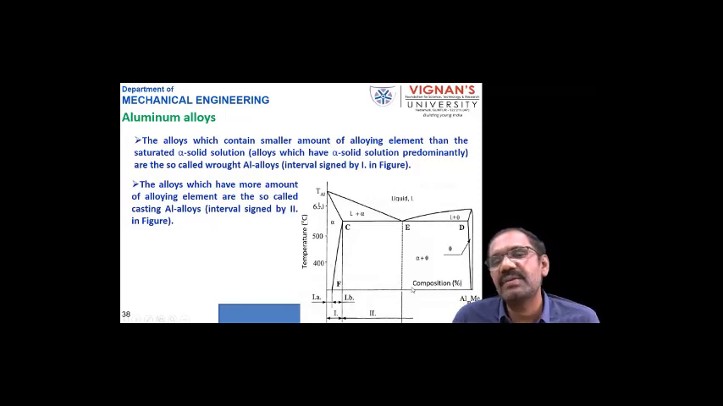From this point to this point is the eutectic mixture. Between these two you have the casting alloys. So once again I am reading this one. Alloys which have alpha solid solution predominantly are the so-called wrought aluminum alloys. That interval is shown here. Similarly, the alloys which have more alloying elements, from here up to the eutectic mixture, are called casting alloys.